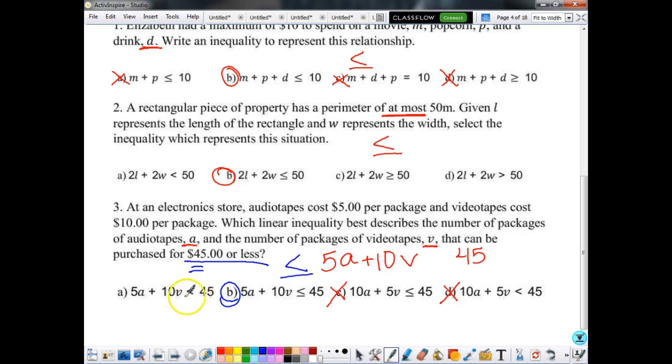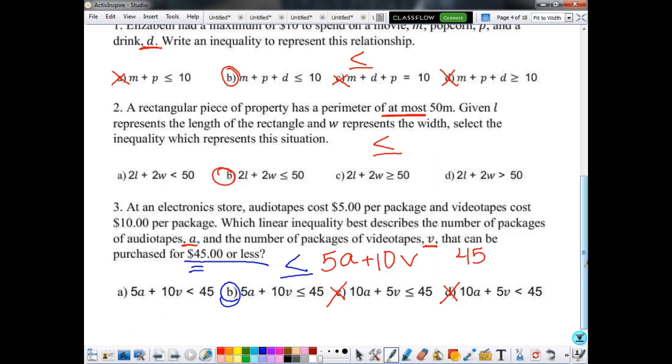This other one would say you have to purchase for less than 45. Less than 45 would mean 44, 43, and so forth, so 45 can't be included. But here they're saying yes, you can purchase it for 45 or less. So it would be B. All right, any questions?